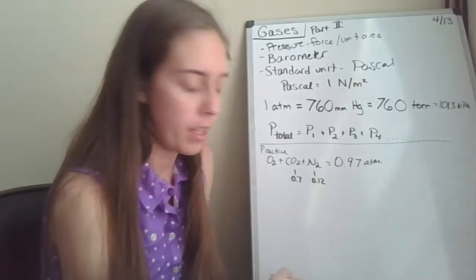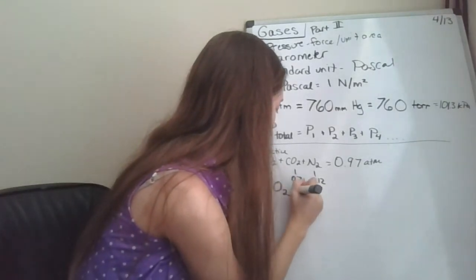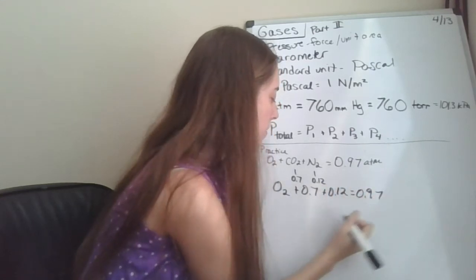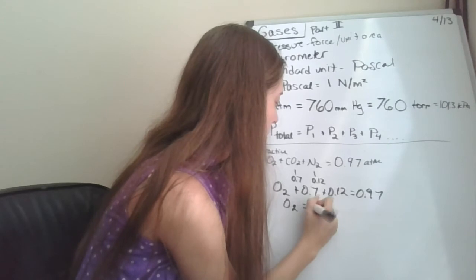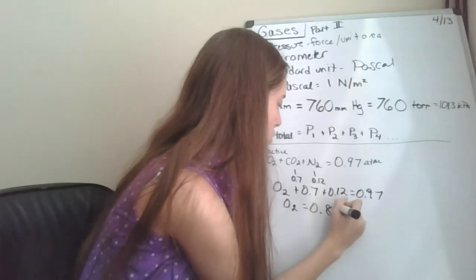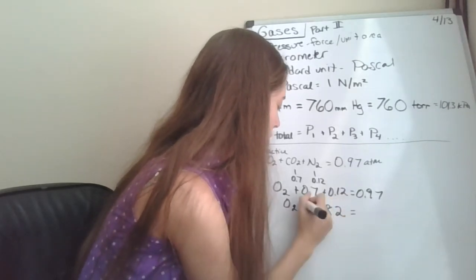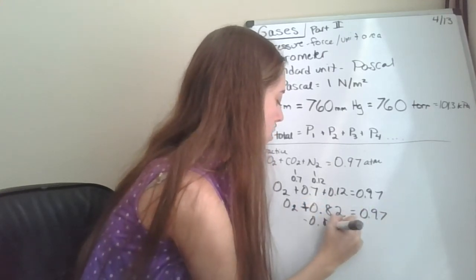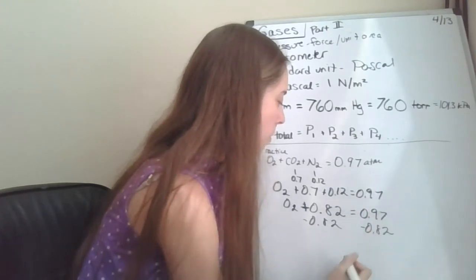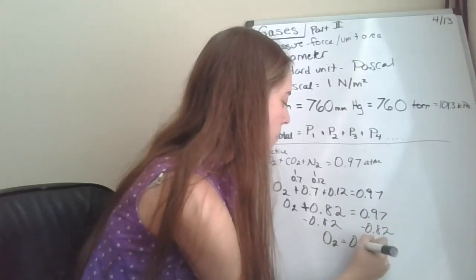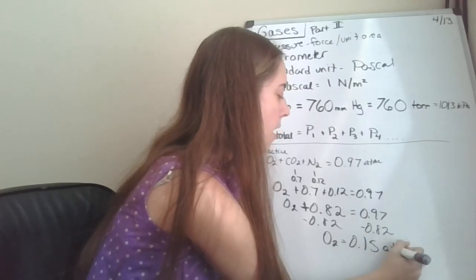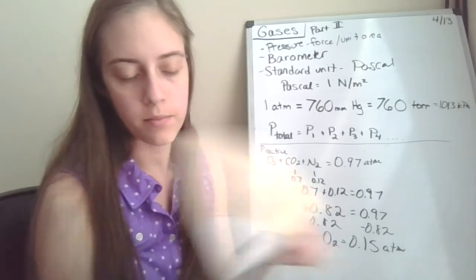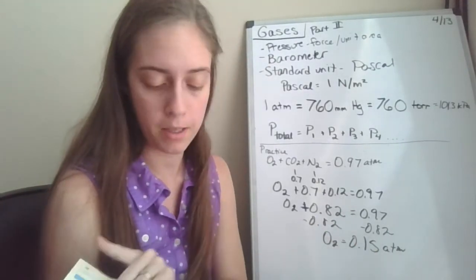Well, let's figure it out. So we have O2 plus 0.7 plus 0.12 equals 0.97. So that means O2 plus 0.82 equals 0.97. So we do minus 0.82 on both sides. We end up with oxygen equals 0.15 atmospheres. All it was addition. Okay?